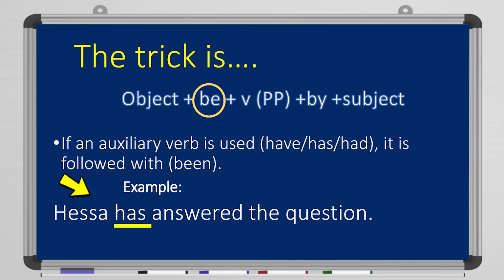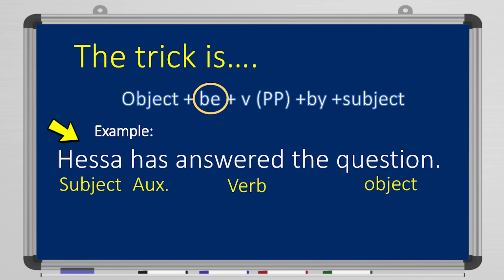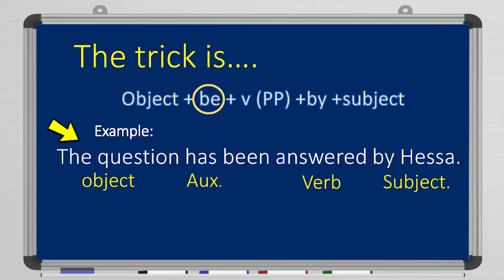Let's look at an example. Hissa has answered the question. Breaking it down, Hissa is our subject, has is our auxiliary verb, answered is the verb, and the object is what? The question. We rearrange it to fill in our equation, and we start with the question, has. What follows has? What follows the auxiliary verb? What do you think? Yes, been follows the auxiliary verb, so it will be the question has been answered by Hissa. See how easy that is.